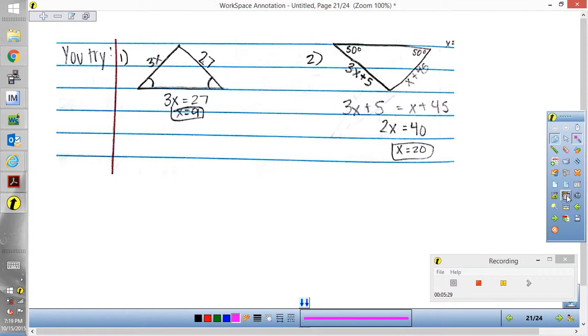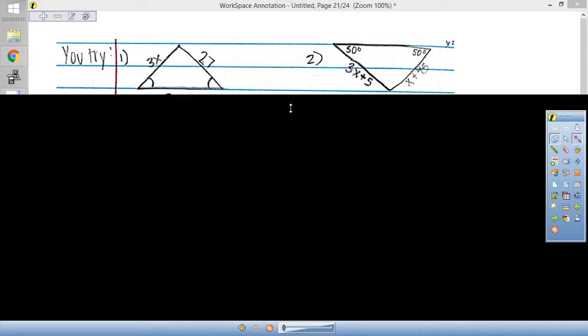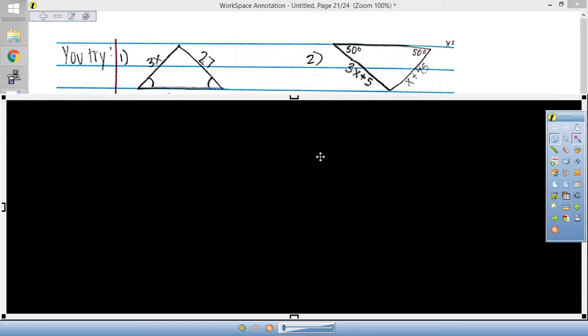Okay, we have a couple U-tries. I'm going to cover them up so you can try them on your own. And here we go. You can try those problems on your own. We have 3x and 27. Over here we have 50, 50, 3x plus 5, and x plus 45.